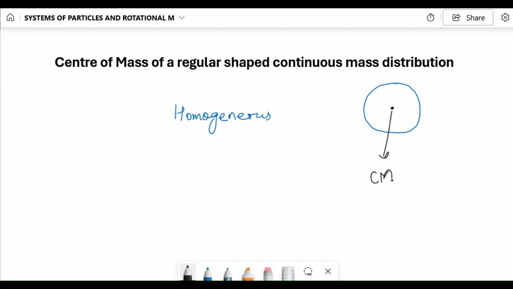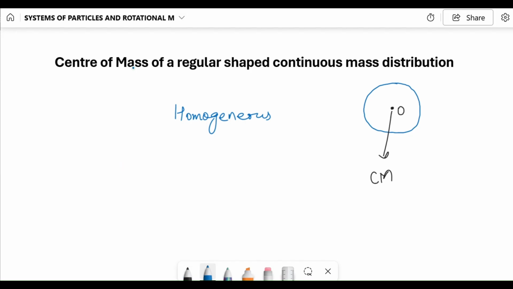Okay, in this video, we are going to discuss center of mass of a regular shaped continuous mass distribution. For example, let's say we have a lamina circular disc, and it is homogeneous. Homogeneous means mass is uniformly distributed. So in this case, where will be the center of mass for this disc? This is its geometric center. So the center of mass will be at its geometric center, whatever be the center of this disk.